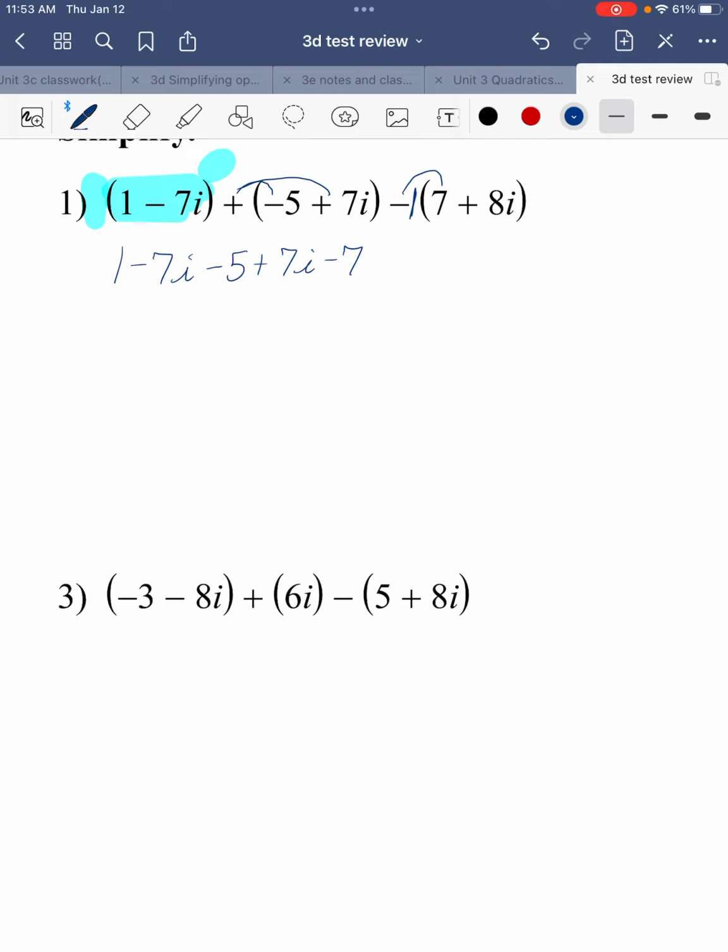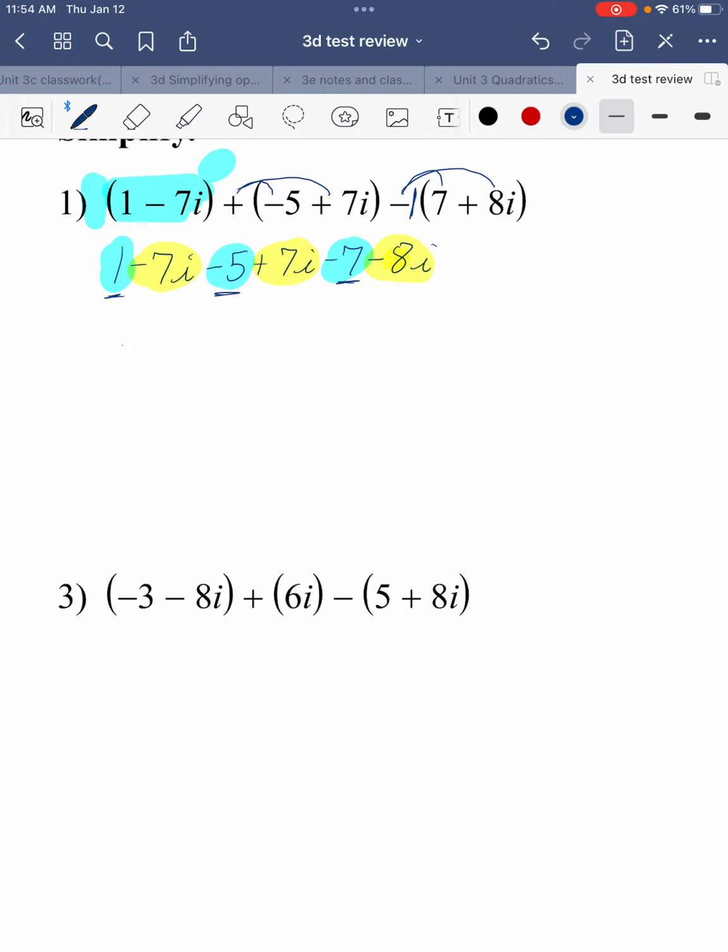So negative 1, I put a 1 there. Negative 1 times 7 is negative 7. Negative 1 times 8i is a negative 8i. Now the parentheses are gone. Now we're going to look for like terms. Like terms are our constants and our imaginary parts. And you see I'm circling the signs, the operation to the left always.